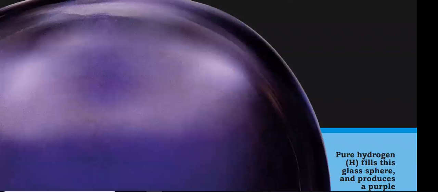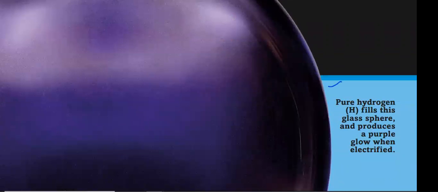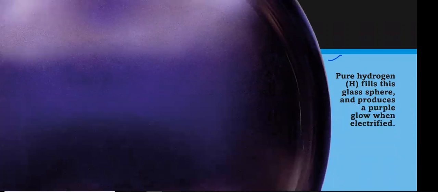Now let us start with the element hydrogen. Pure hydrogen actually fills this glass sphere and produces a purple glow when it is in an electric field.